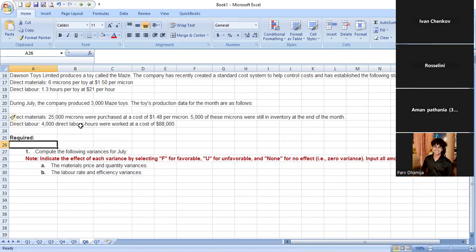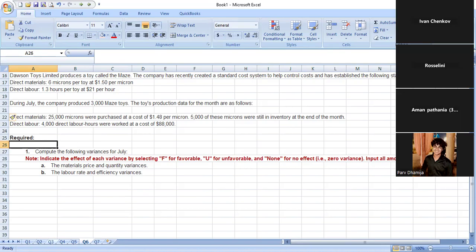Make sense? In this case, we have to be careful when we read the question, because we purchased 25,000, but 5,000 of those 25,000 are still in our inventory, so we haven't used them during July. So the question is how many we used in July: 20,000. And then we have direct labor hours, which were worked at a cost of 88,000. So compute the following variances: material price and quantity variance, labor rate and efficiency variance.